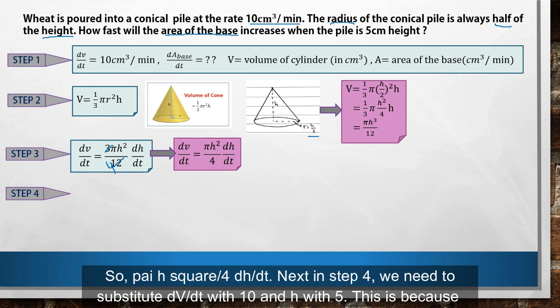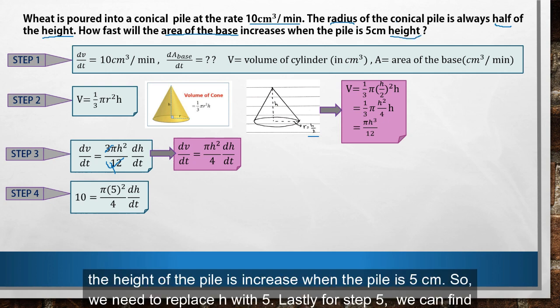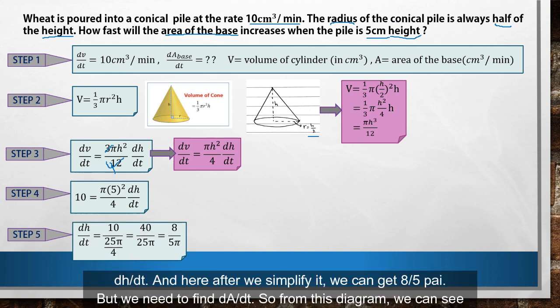Next, in step 4, we need to substitute dv over dt with 10 and h with 5. This is because the height of the pile is increased when the pile is 5 cm. So, we need to replace h with 5. Lastly, for step 5, we can find dh over dt. And here, after we simplify it, we can get 8 over 5 pi. But we need to find dA over dt.